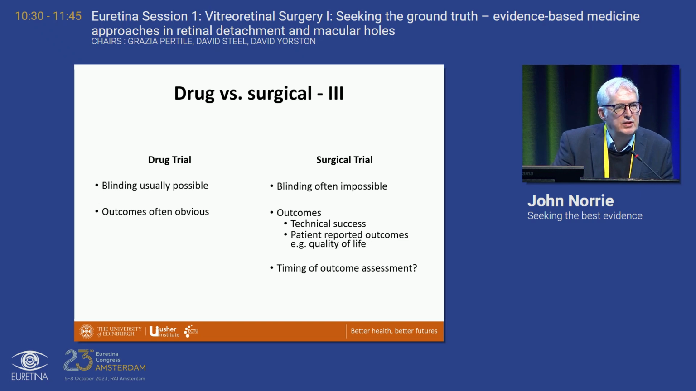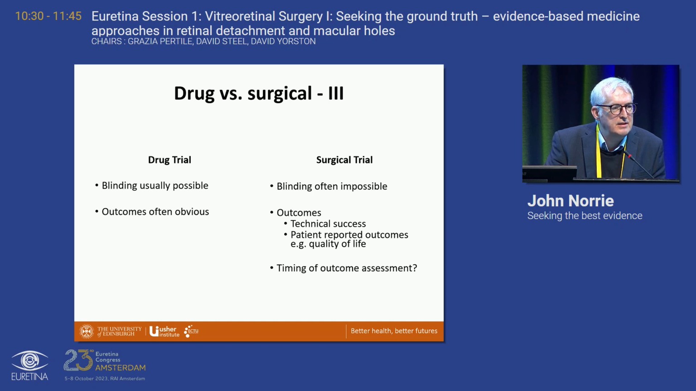Blinding, some people say, is usually possible, and the choice of outcomes is usually obvious in these trials. Very often in surgical trials, blinding is not possible, and also the outcomes are often not intuitive. You have the obvious issue of measuring technical success of the operation, but if you think of it from the patient's point of view, what is the thing that they're most interested in? Is it their quality of life, say at a distance of 12 months after the operation? It is not as intuitively obvious.